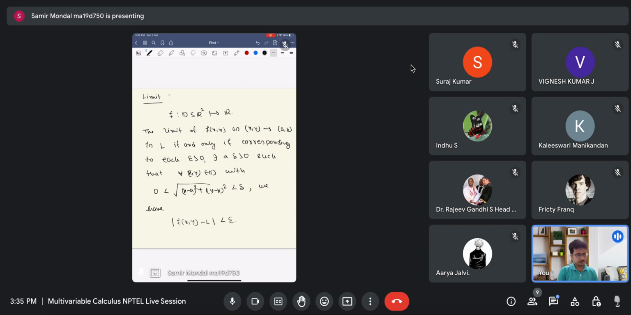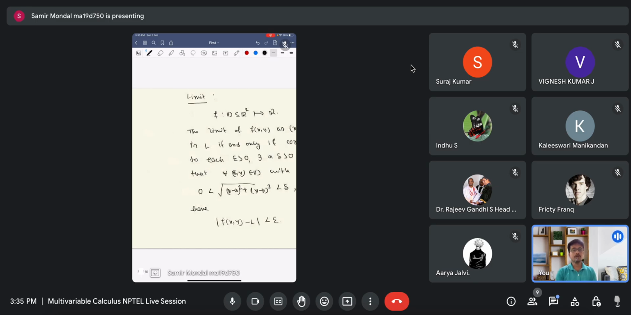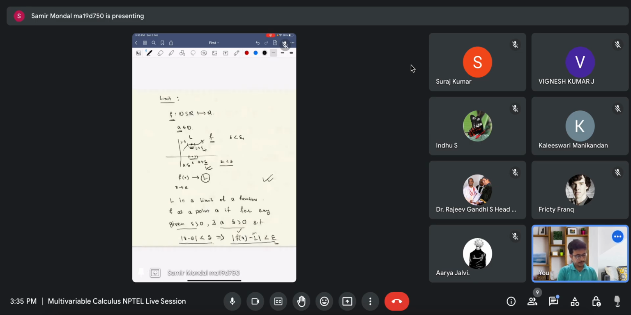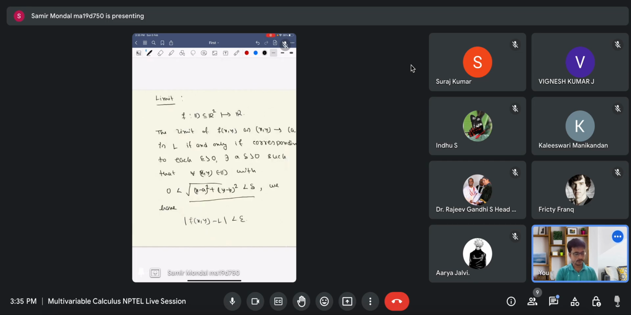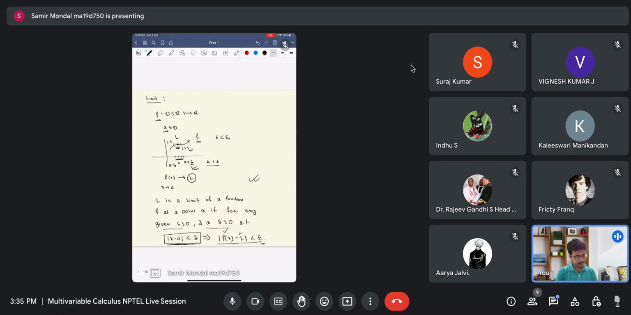These two definitions are fully similar. For one variable functions, you are getting one interval, this quantity, |x - a| less than delta. For two variables we are getting one disc. Is it or not? For the one variable case, we were getting one interval.